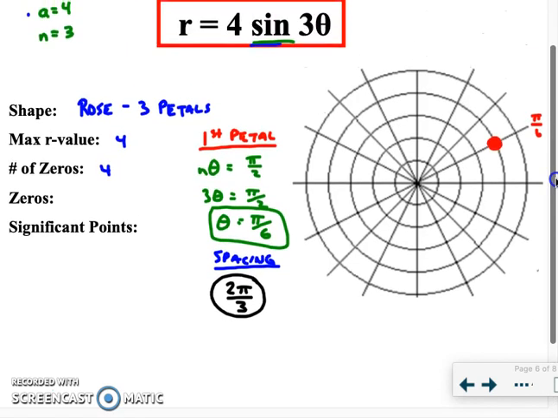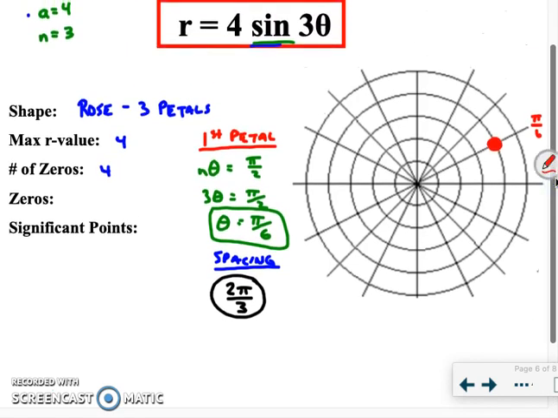So for that exact reason, that tells us that if my first petal is here at pi over 6, rotate around, my second petal is going to be at 5 pi over 6. My third petal, continuing that rotation, is going to be at 3 pi over 2. And now we know where our petals are going to live. And again, this is all based on my spacing angle of 2 pi over 3.